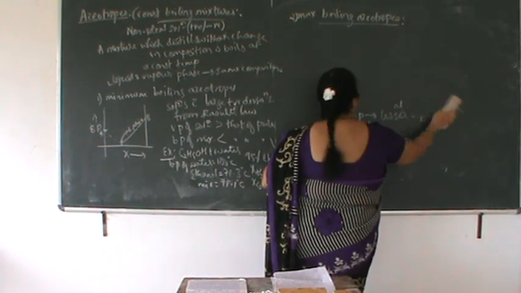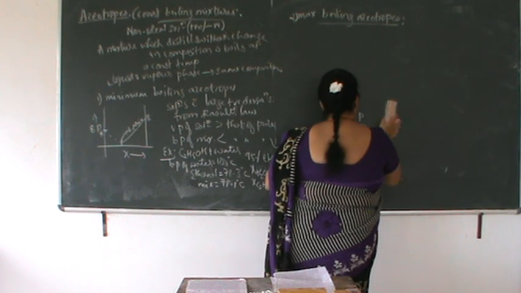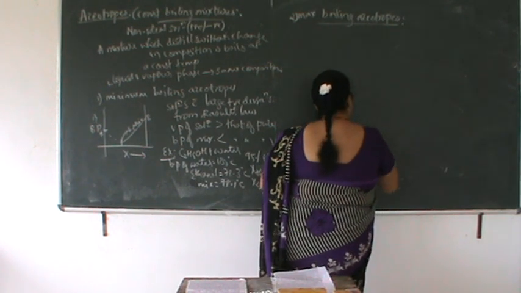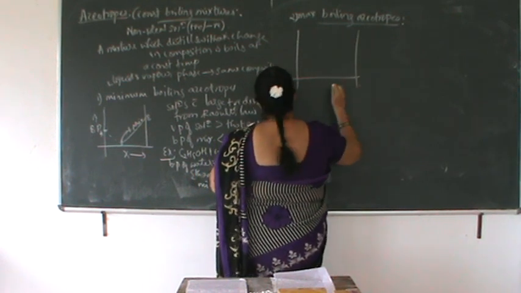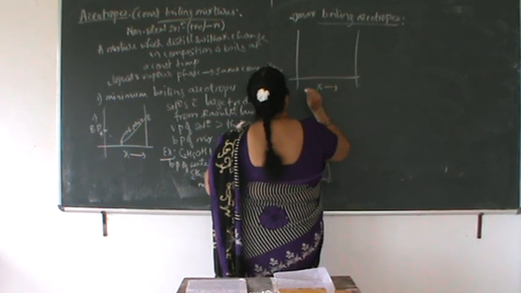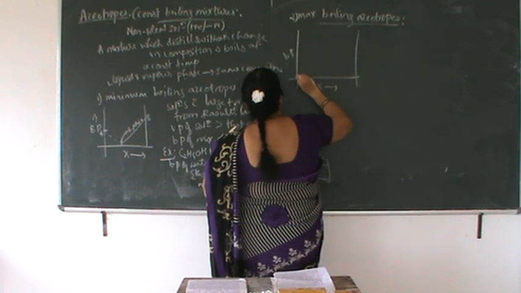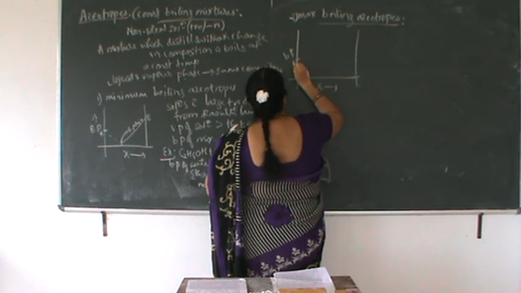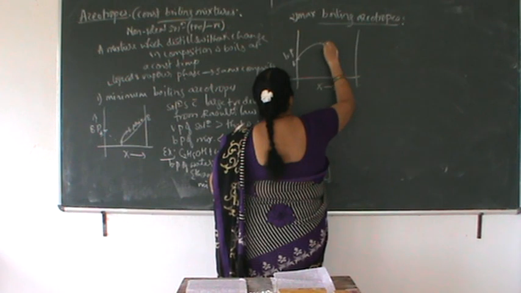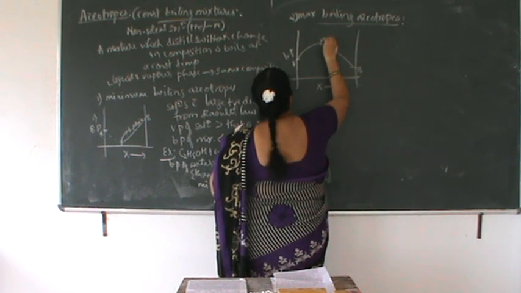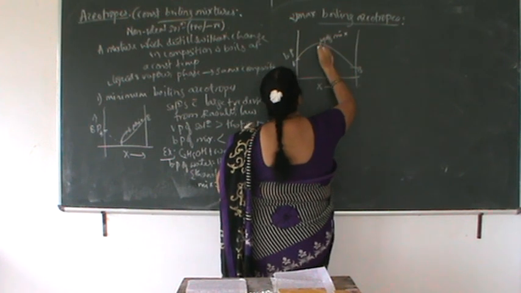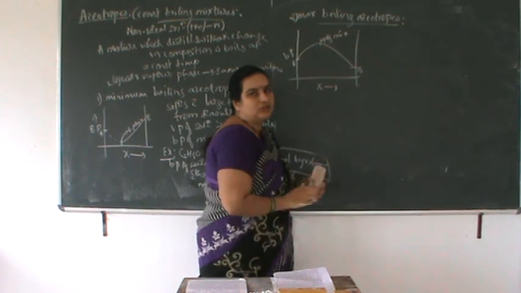Now the next one, maximum boiling azeotropes. Here also the same type of diagram is drawn, with composition and boiling point. This is component A and this is component B. The boiling point of the mixture is greater than that of the two components.